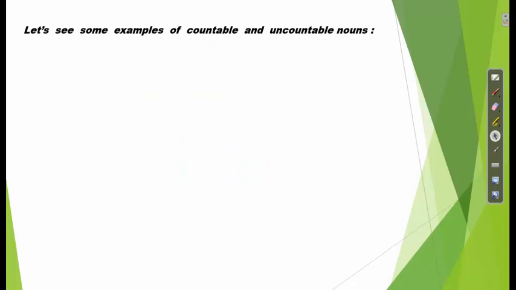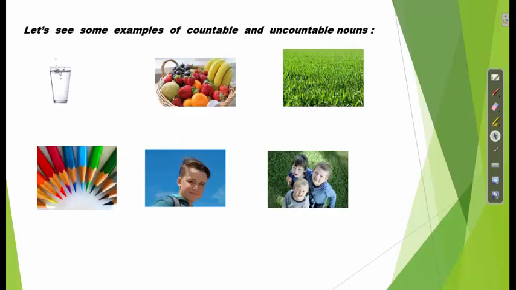Let's see some examples of countable and uncountable nouns. First we have a glass of water. We cannot count water, so it comes under uncountable noun. Second, fruits. In a basket there are different types of fruit: a strawberry, orange, banana, guava, grapes. So we are able to count the fruits, so it comes under countable noun. Next we have grass. We cannot count each piece of grass, thus it comes under uncountable noun.